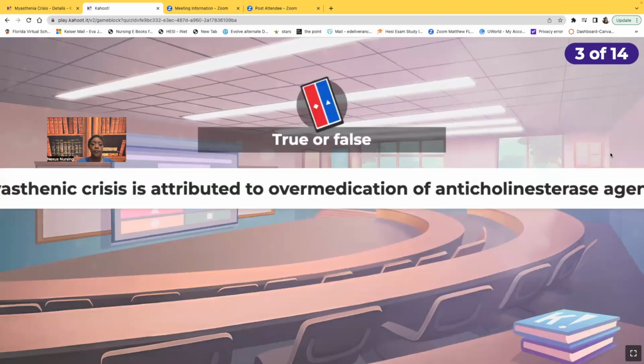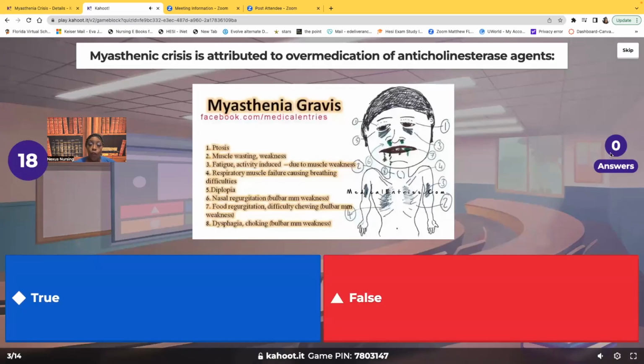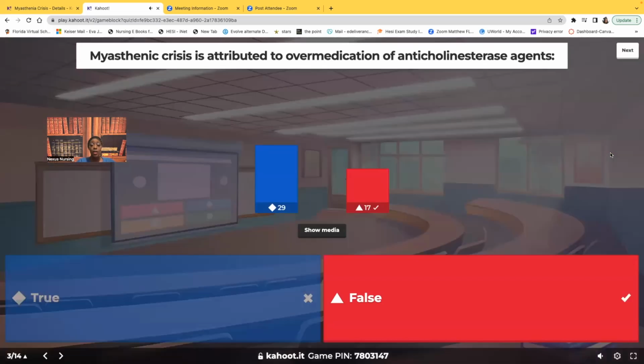True or false? Myasthenia crisis or myasthenic crisis is attributed to overstimulation of anticholinesterase agents. Is that true or is it false? It's false. Most of you guys chose true, but it's false.